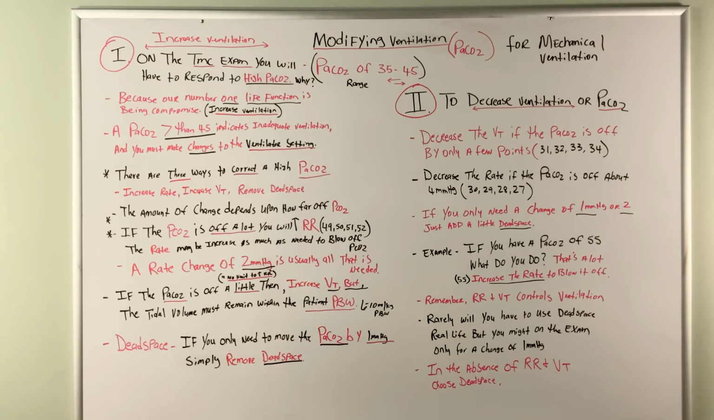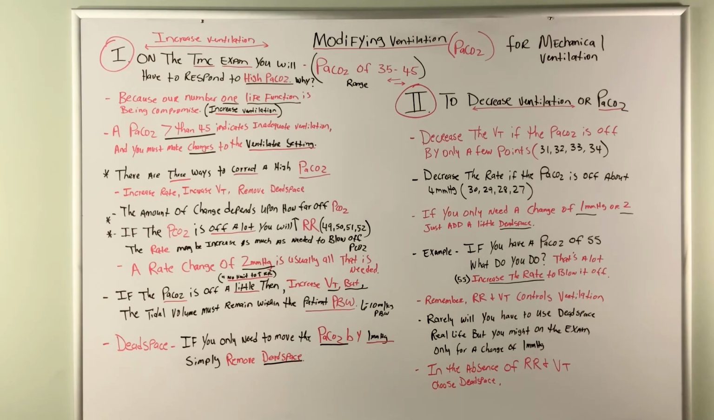Now, for the exam, keep in mind that the respiratory rate and the tidal volume are the two controls that control ventilation. Rarely would you have to use dead space in real life to control your patient's ventilation, but you may see this on the exam. There will be a ton of questions concerning a high CO2 and how you would decrease CO2, but you may see one question concerning dead space. All you have to remember is that if the CO2 needs to be moved about 1 or 2, then if you are increasing ventilation, you remove the dead space. If you are decreasing ventilation, you add a little dead space.